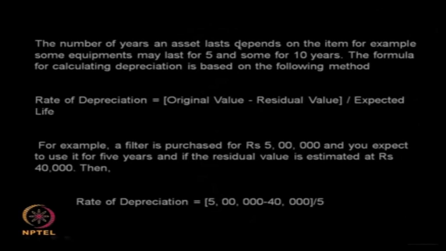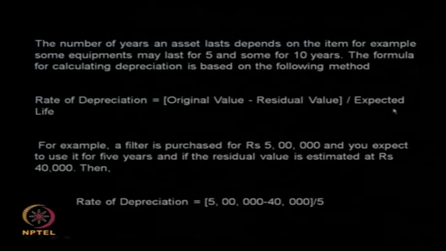So, the number of years an asset lasts depends on the item. For example, some equipments may last for 5 years, some of the equipments may last for 10 years. So, the rate of depreciation is given by this formula. Rate of depreciation is equal to original value minus residual value, that means resale value. Sometimes cars are like your old Premier Padmini, it may be sold for a scrap value. So, the residual value will be practically 0 rupees, whereas if you take a big high tech car, maybe it will have some resale value, or the residual value.